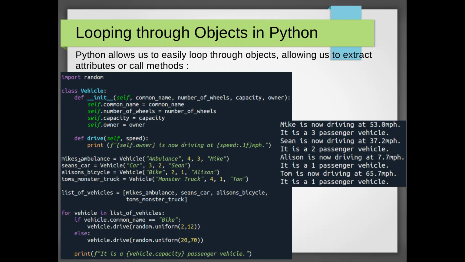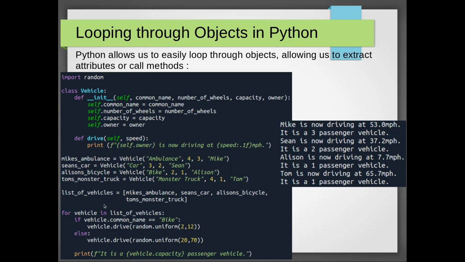I've set up my 4 vehicles: Mike's ambulance, Sean's car, Alison's bicycle, and Tom's monster truck. And then I've added them all to a list here. So I've got a list of vehicles, and I've put those objects into the list. So you're used to seeing lists where you're putting in raw values like integers or strings or booleans or whatever it may be, or even lists of lists. So you can have lists within lists as well. But what you haven't seen so far is actually putting in objects. So you can also put objects in the list. So here I've got a list of objects. So my list contains these 4 created objects created from this class blueprint.